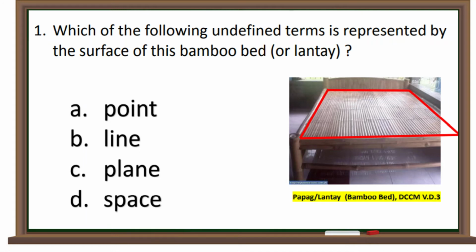To test if you really understand our lesson, I have here a short quiz. I will read the question and you were given 5 seconds to answer each number. Ready? Number 1. Which of the following undefined terms is represented by the surface of this bamboo bed or lantay? A. Point. B. Line. C. Plane. D. Space. The correct answer is letter C.